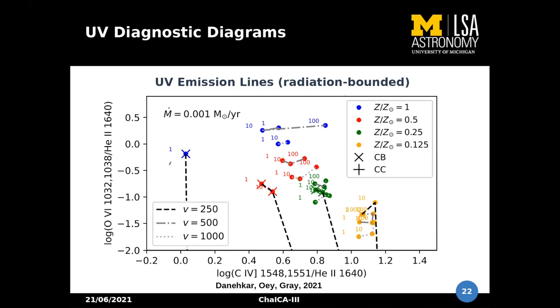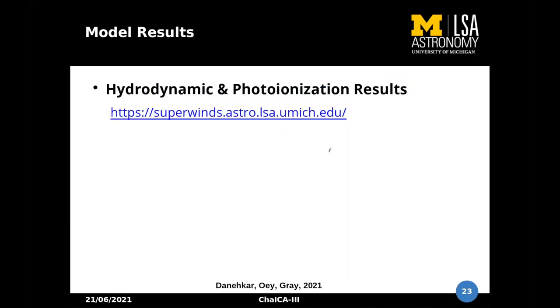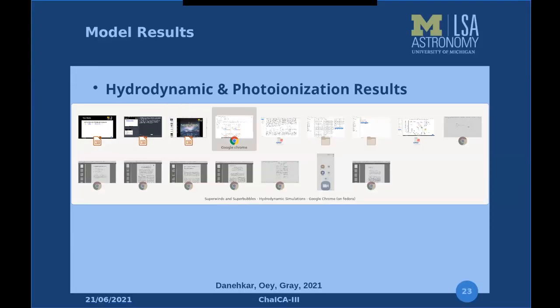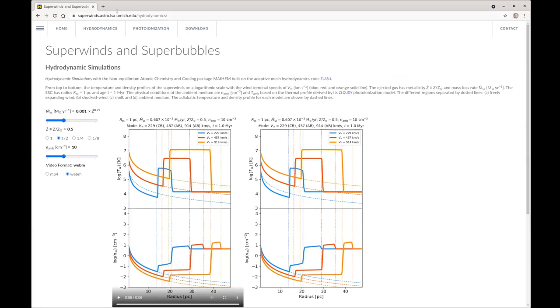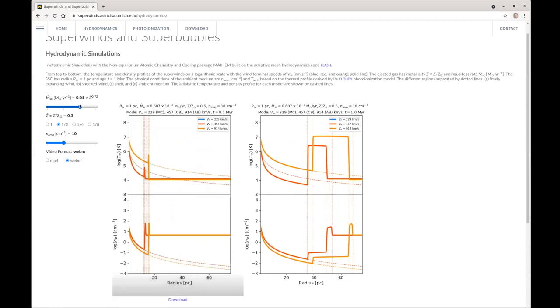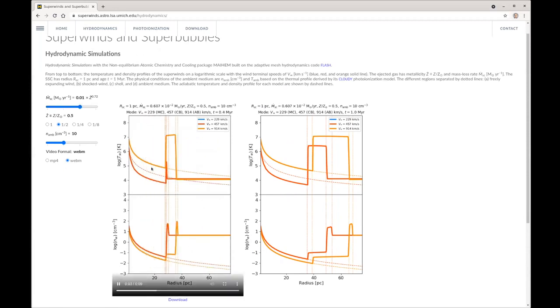And here is also oxygen 6 versus carbon 4, where I show catastrophic coolings too. And also I made a website. I should show the website. Here in this website, I uploaded the animation for different models. For example, here in orange, you see the catastrophe. The dashed lines show adiabatic solutions, but solid lines show radiative solutions.